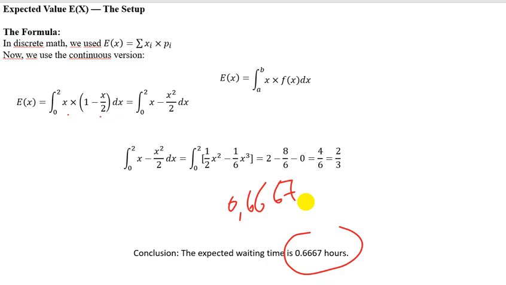So this is all about the CDF, the expected value, and the variance for a continuous random variable.